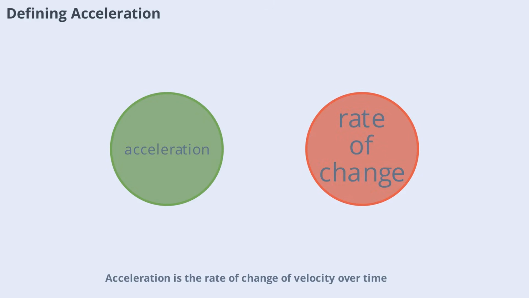Acceleration is the rate of change of velocity over time. It tells us how quickly an object speeds up or slows down. In biomechanics, acceleration is measured in meters per second squared. Positive acceleration means increasing speed, while negative acceleration or deceleration means slowing down. Understanding acceleration is vital for analyzing movements like sprint starts, sudden stops, or changes in direction.